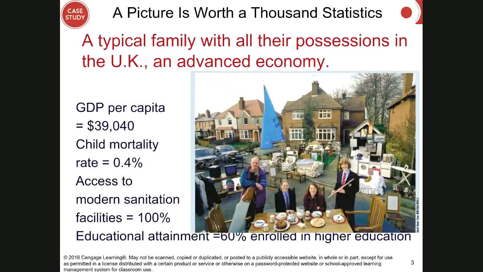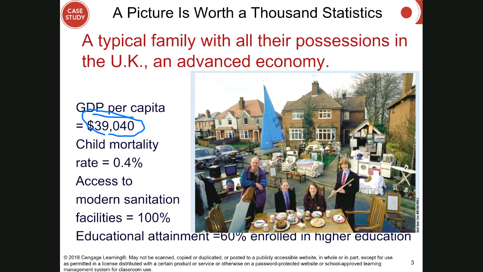Well, this is a snapshot of a typical family in the UK. You see their possessions here. They have nice homes, big houses, and per capita income is $39,040. Child mortality rate is very, very low: 0.4% of children die before the age of 5. 100% are educated through high school, just like the USA. These are the criteria we can use. This typical family has access to all of this material stuff.